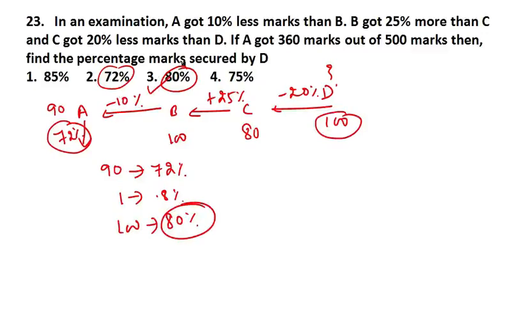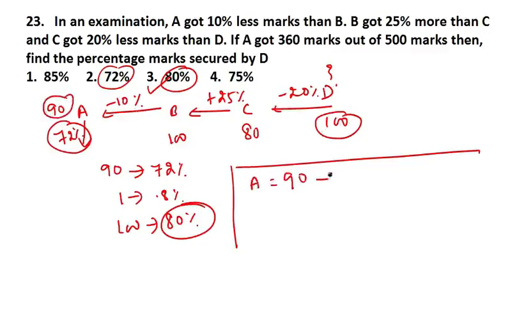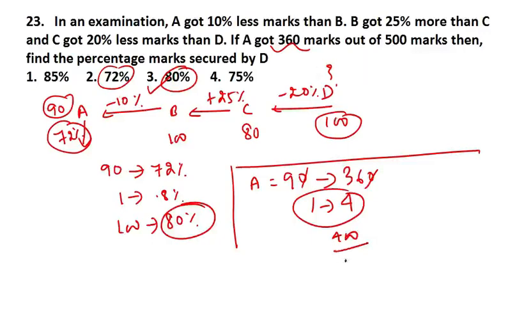Simple, very simple, okay. Now this particular question we can do in another method also. Suppose this D is 100, okay, and this process continues, then A got 90, right, but this 90 in reality is 360. So the 0s will get cut, 1 will represent 4. Now 1 represents 4, so D will represent 400 out of 500. So since you want to get percentage, it is going to be 80%.